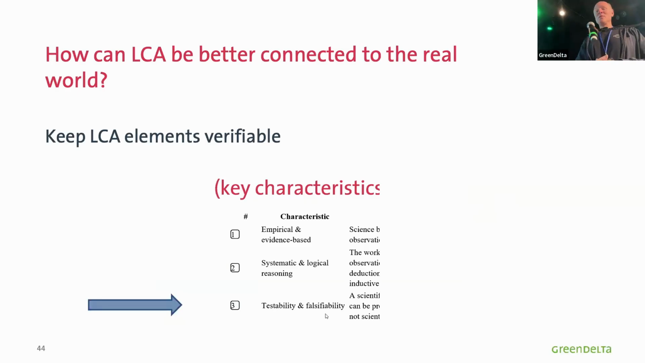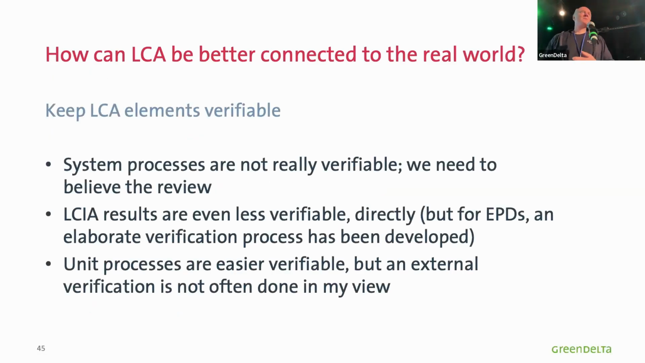Yes, and a final point here: it's also good if we keep LCA elements verifiable. That is one of these scientific criteria. And how can this be done? When you see a system process, you can barely verify it, because you can maybe say the overall amount is quite a lot and different from others, but you don't see insights into the process, and therefore you basically need to believe this, and this is a disadvantage. LCA results are even less verifiable in that sense.